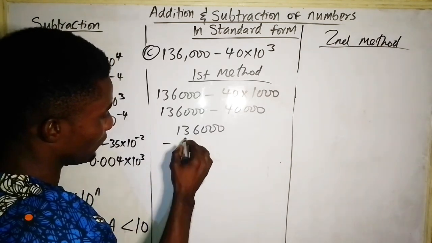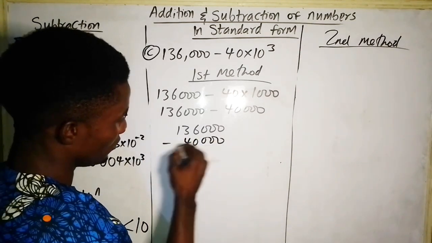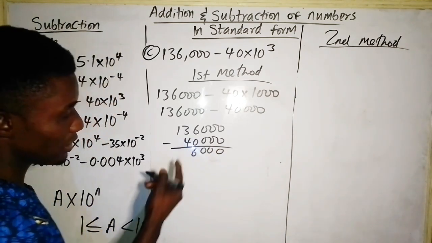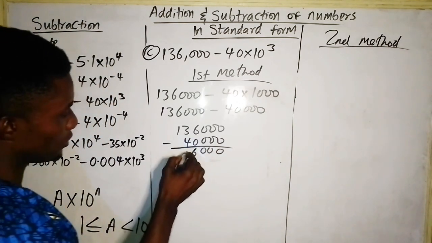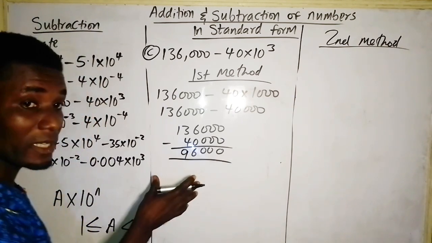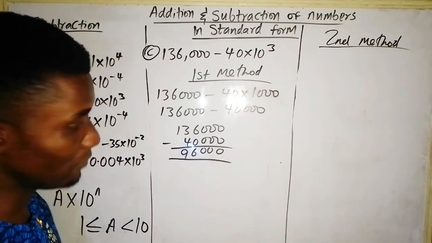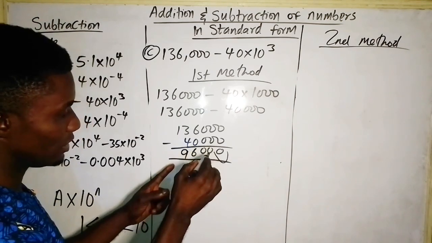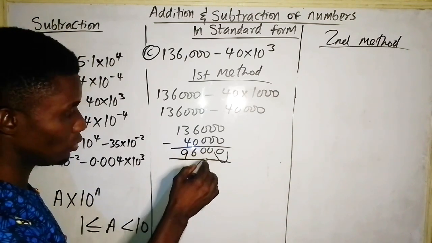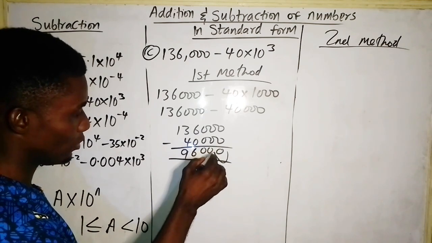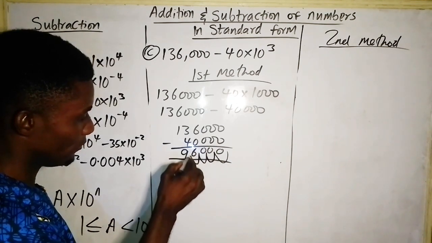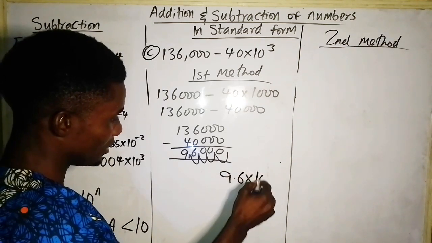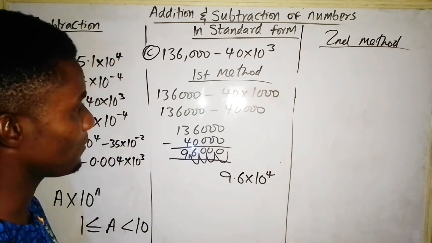So we have 40. Let's subtract. This is 0, 0, 0, 6. 3 cannot minus 4, it is impossible, so we borrow and have 9 here. So this number is not in standard form. Now let's express this number in standard form by moving our decimal point to the left, making the first number, which is the coefficient, less than 10. So we have 1, 2, 3, 4. So this will be 9.6 times 10 raised to the power 4, which is our final answer.